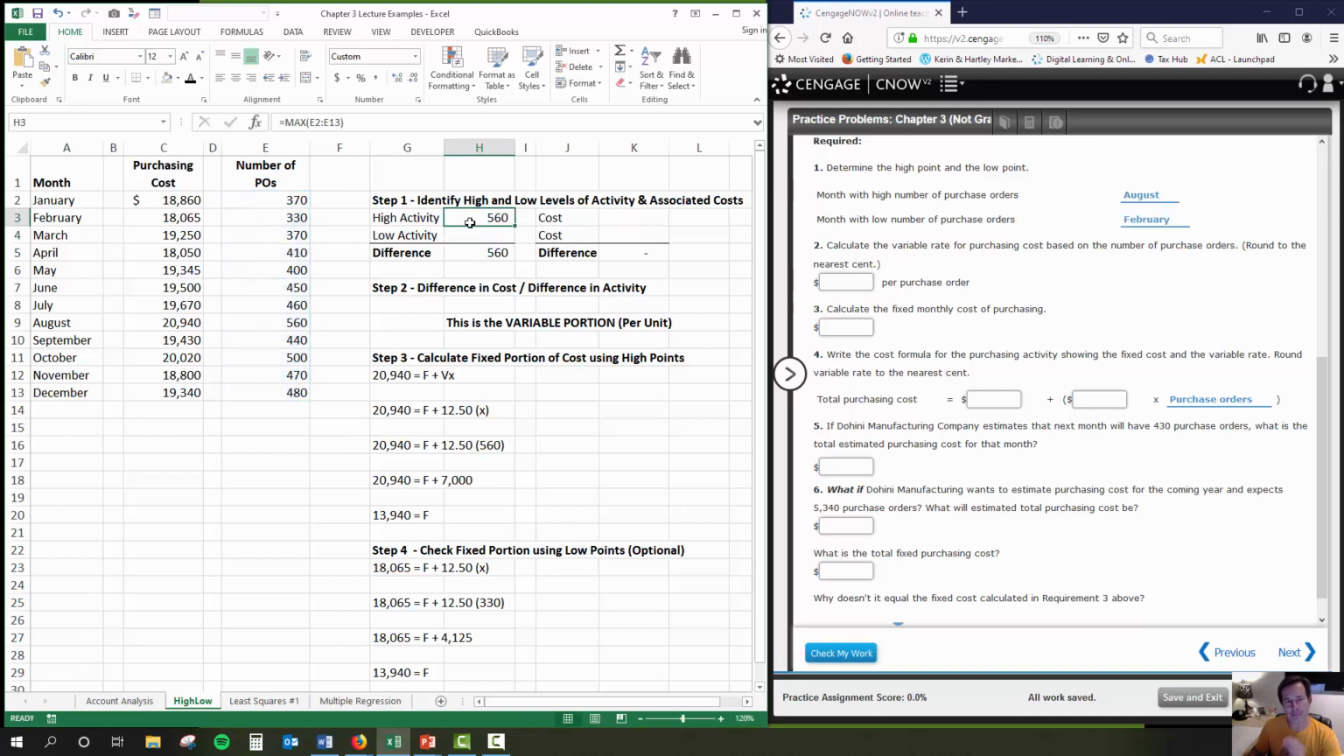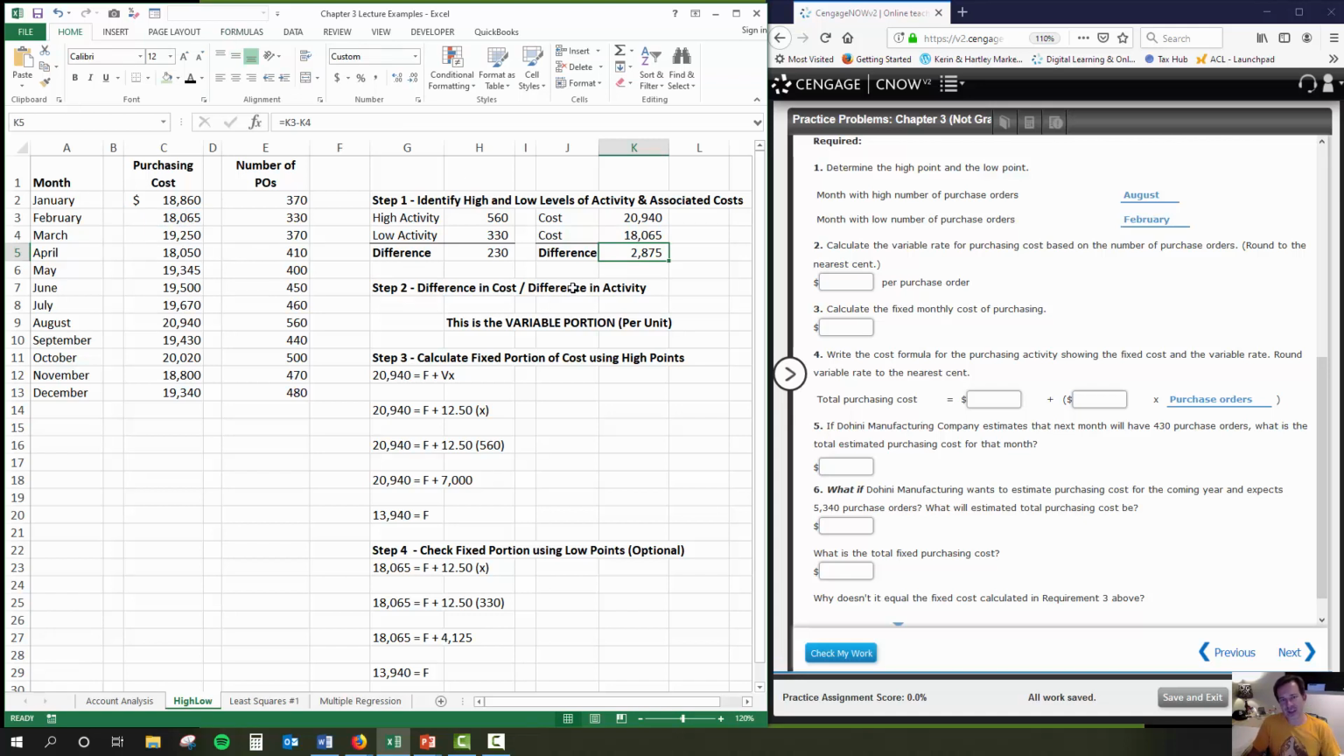And in doing so, I find out that the maximum number happened in August. It was 560. Now I'm going to look up the minimum, the low level. Equal min. I'm going to grab that data set, and I get 330. So the high number of POs happened in August, and the low number happened in February. Now I'm going to take the associated cost at that level, high and low, and plug that in. So when we had 560 in August, we had a total cost of $20,940. In February, the total cost was $18,065.